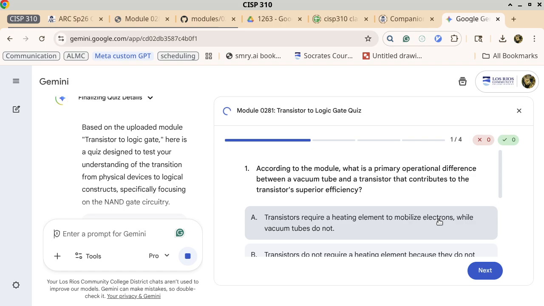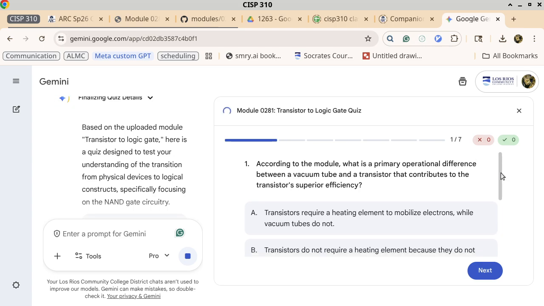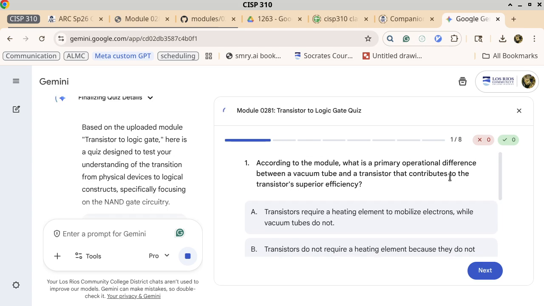All right, so we have a quiz. Do you guys want to do it? Let's do it, just to check out the quality of the output. It's not quite done; you can see that it's still generating more questions. So according to the module, what is a primary operational difference between a vacuum tube and a transistor that contributes to the transistor's superior efficiency? We didn't actually talk about that, even though it was in the notes. So I'm not going to hold you accountable to answer this question because I didn't talk about it.